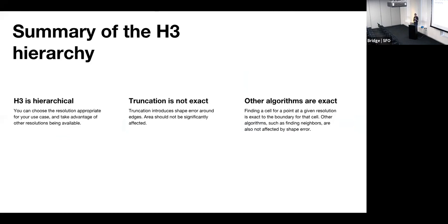These subdivisions do have shape error, but some functions that are operating at specific grid resolutions or finding neighboring cells, things like this, are not affected by the shape error. Functions that do move between resolutions in H3 are affected by shape error. There is this fixed margin of error that is happening, and that does cause shape distortion. And so it's important to be aware of that when implementing systems on top of H3.